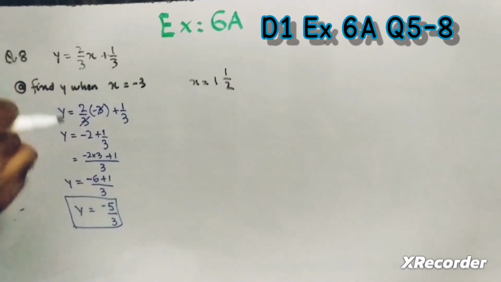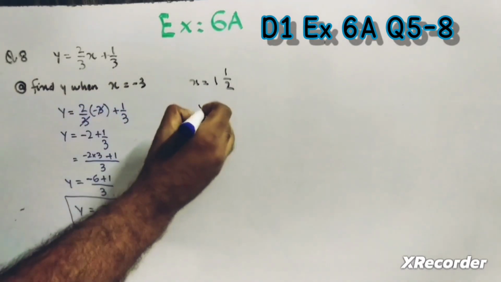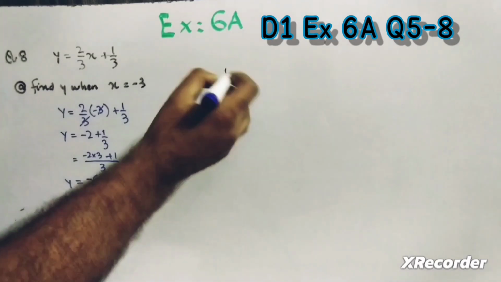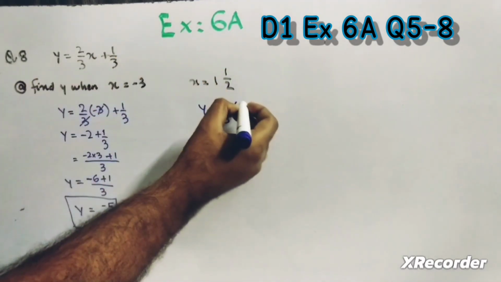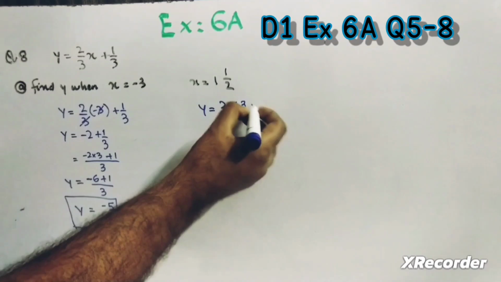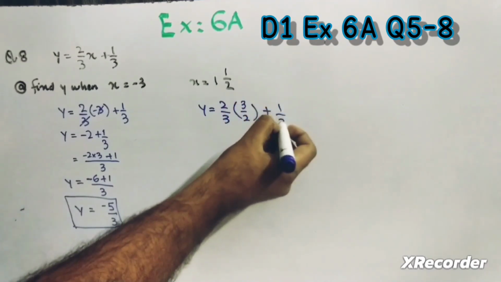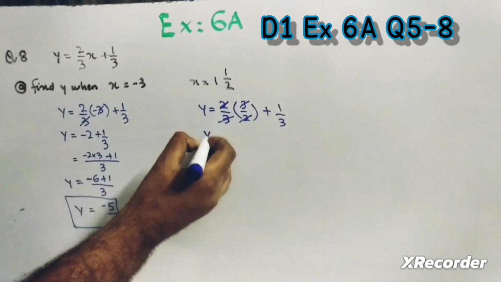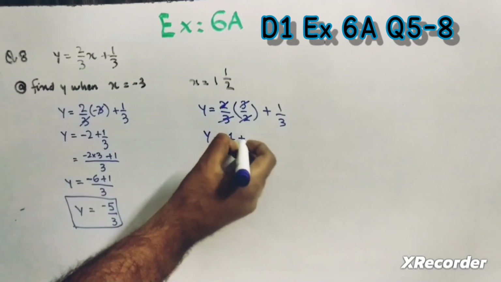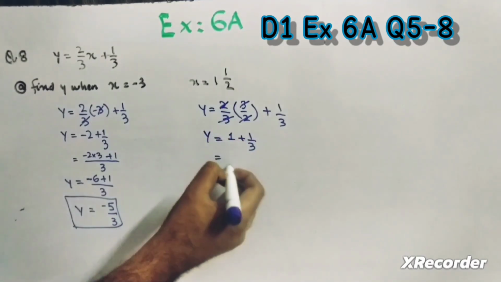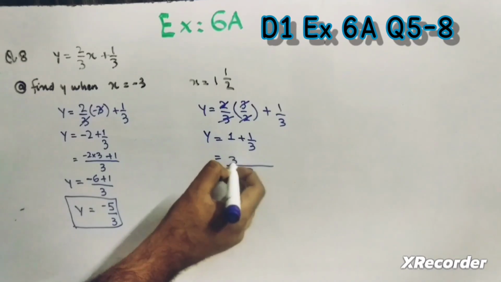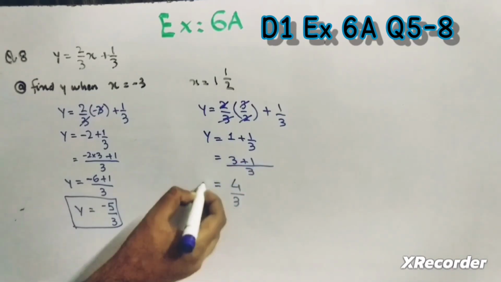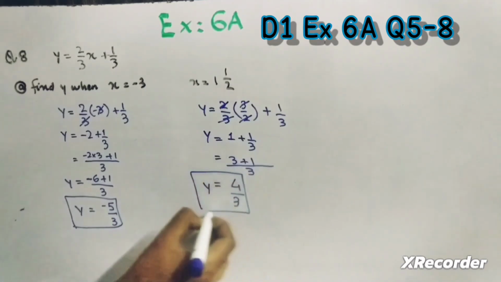On the second part, y is equal to 2 upon 3 of x, where x is 3 upon 2, plus 1 upon 3. So we can cut out this 3 with 3 and 2 with 2. What we are left with is 1 plus 1 upon 3. By taking the LCM, we get 3 plus 1 upon 3, that is 4 upon 3. That is our required answer.